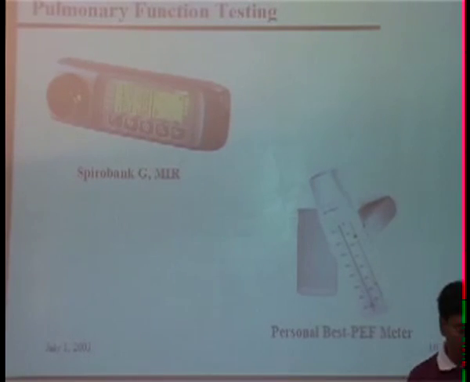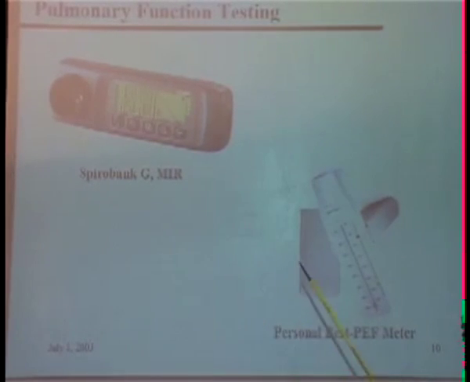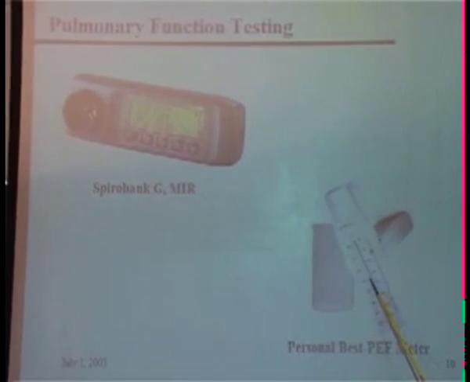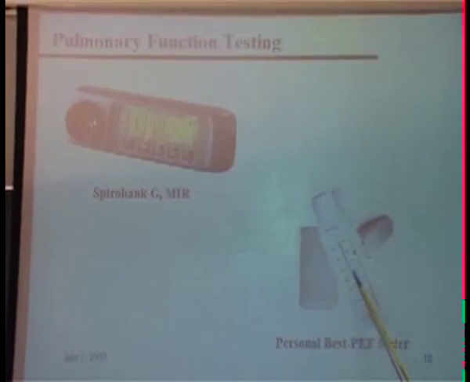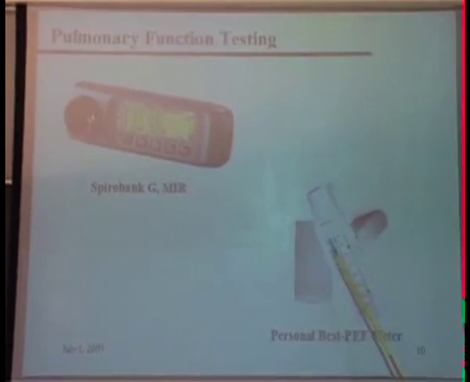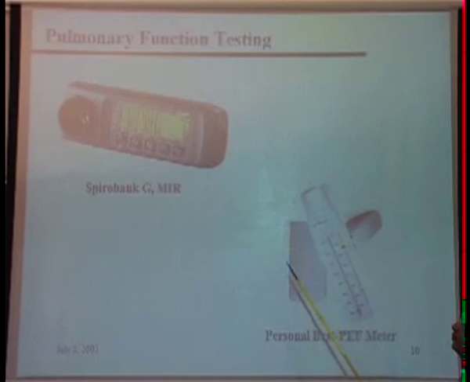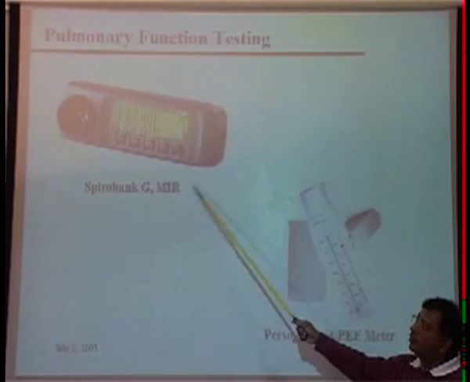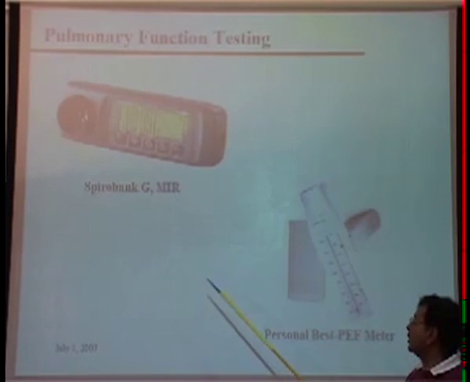Okay, this is the machine. This is generally used for the peak expiratory flow rate. A very simple, ordinary machine, no moving parts, no motor, nothing is required. But spirometry is a little complicated, actually. It will require that you attach a computer and things like that.